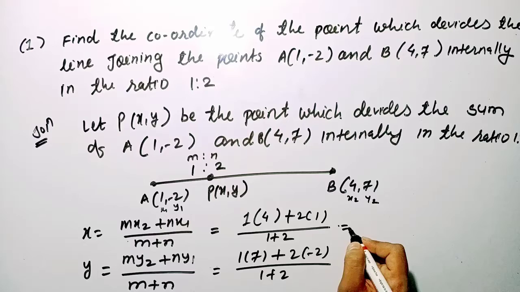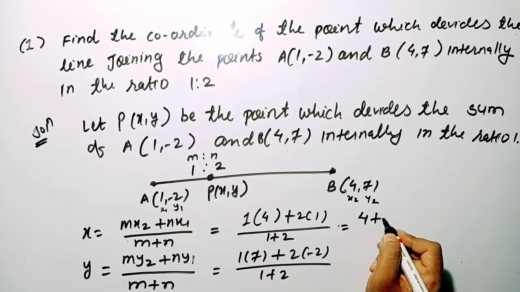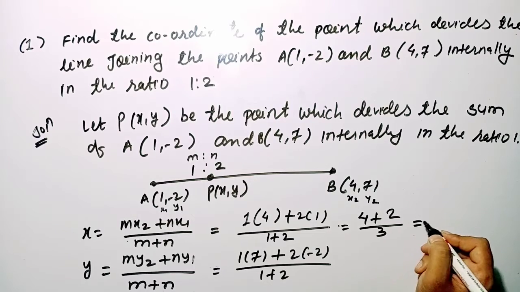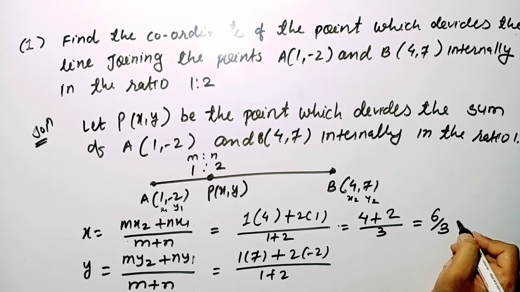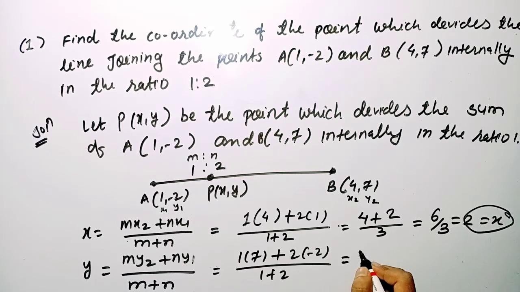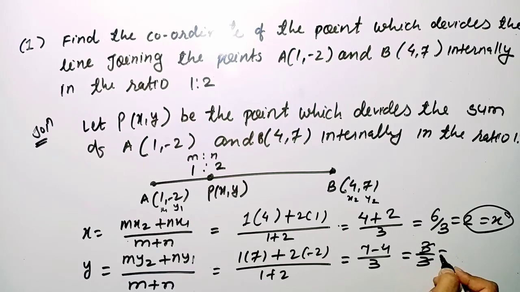So m plus n. Now 4 into 1, 4 plus 2, right? 4 plus 2 and here divide by 3. So 4 plus 2 is 6, 6 by 3 is equal to 2, means the value of x is 2. And for y, 7 plus 2 into minus 2, so minus 4, so 3 by 3, so we are getting y is equal to 1.